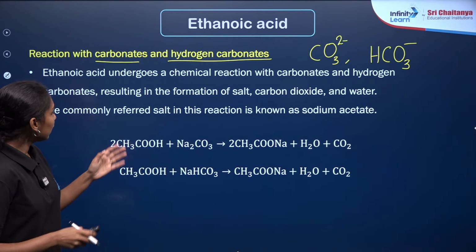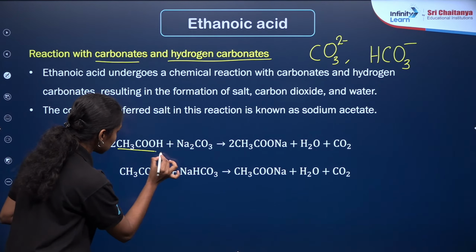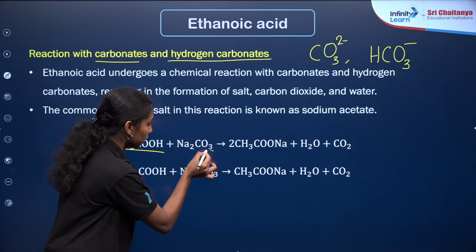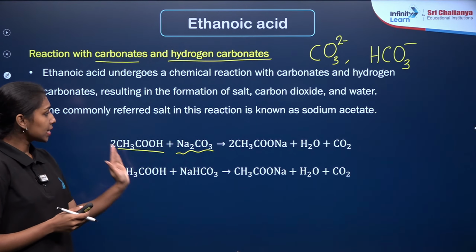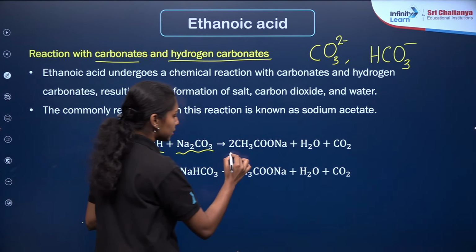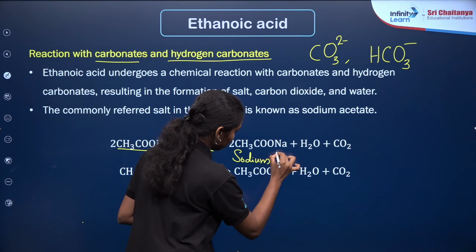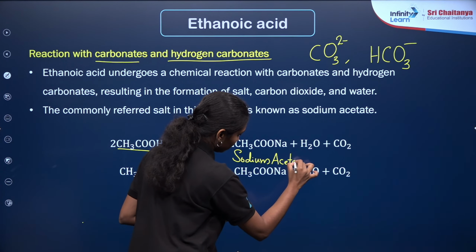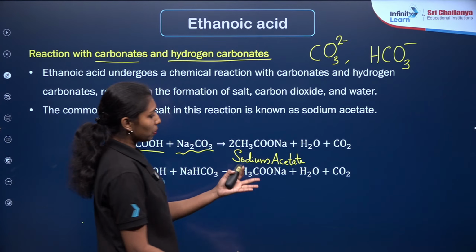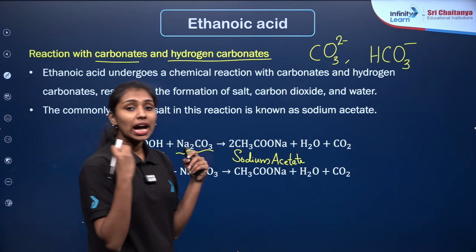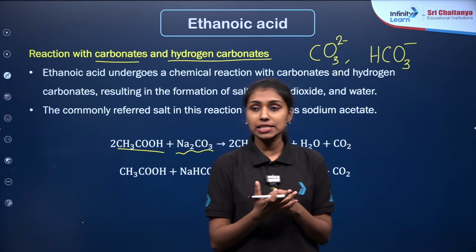So what we are seeing here is our acetic acid, right? I am taking a carbonate compound here as sodium carbonate. These will combine together to form sodium acetate, plus water plus carbon dioxide. Clear? So if you are treating carbonates or hydrogen carbonates, the bicarbonates, with ethanoic acid, the byproducts will be carbon dioxide and water. Clear?